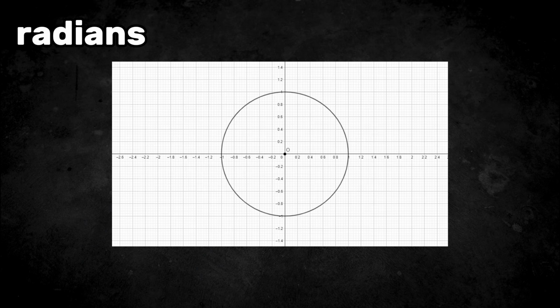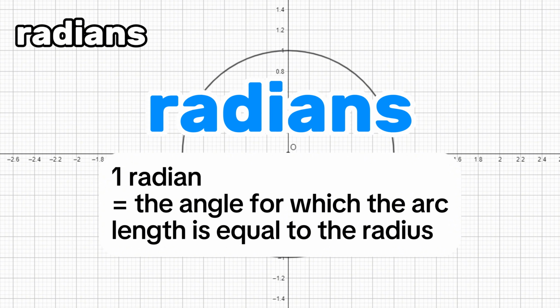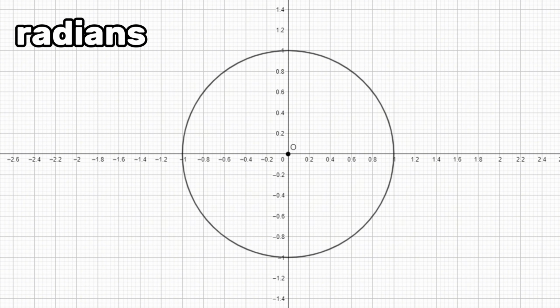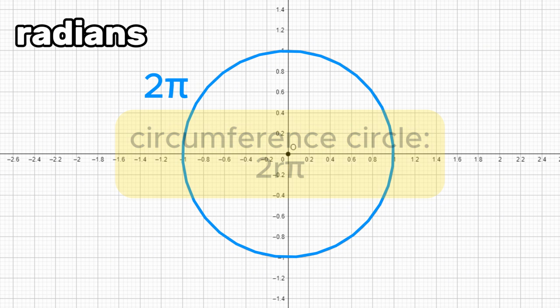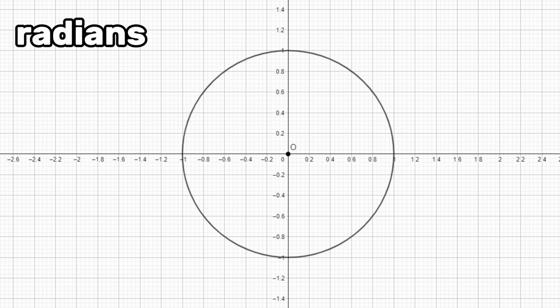Now, angles are not the only way to describe positions on the circle. There's another way: radians. 1 radian is defined as the angle for which the arc length is equal to the radius. In a unit circle, 1 radian is the angle that makes the curved edge along the circle exactly 1 unit long, the same length as the radius. A full circle is 2 pi radians, because we can calculate the circumference of the circle by the formula 2 times radius times pi, and the radius is 1, so the circumference is 2 pi. Half a circle is pi radians. A quarter circle is pi divided by 2 radians.